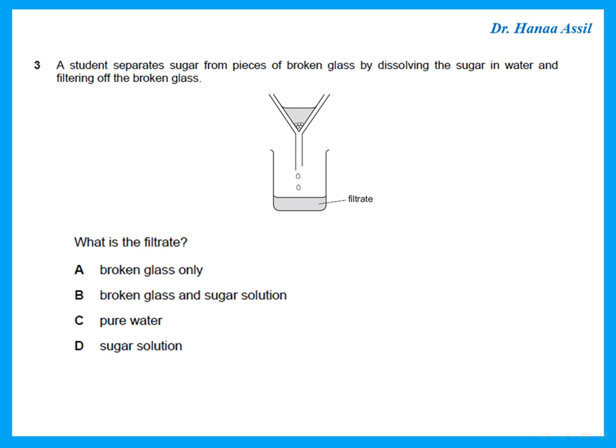A student separates sugar from pieces of broken glass by dissolving the sugar in water and filtering off the broken glass. What is the filtrate? Of course, if I have broken glass and sugar in water, that means the glass will remain in the filter paper as a residue, and my filtrate will be the sugar in water, which is the sugar solution.